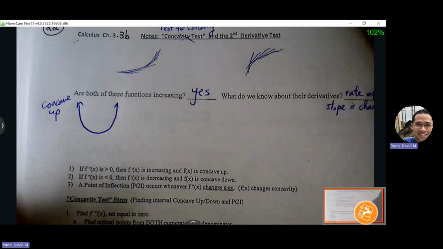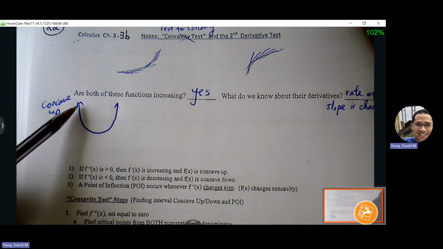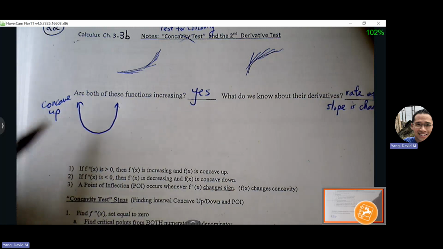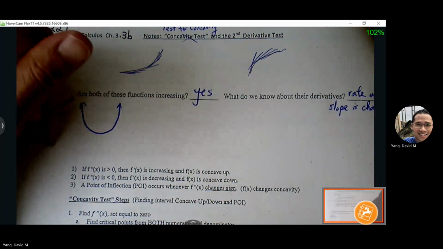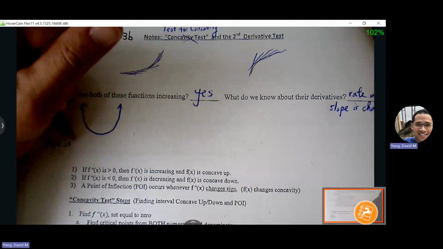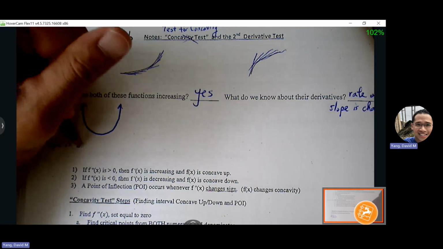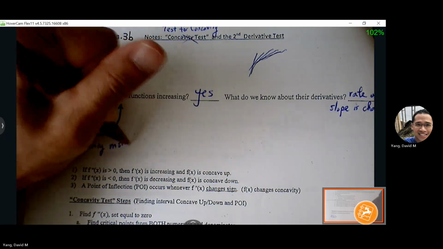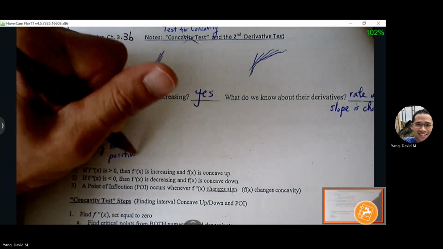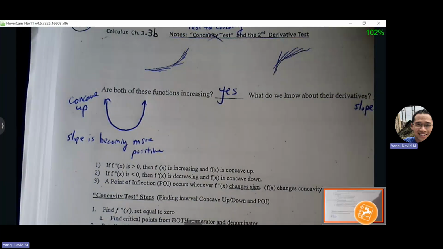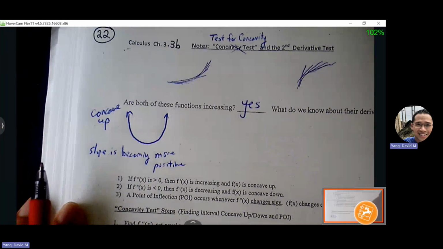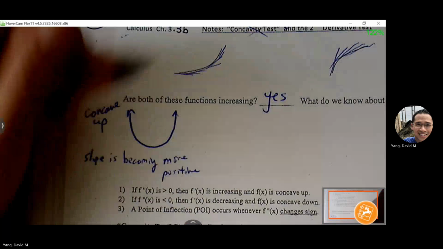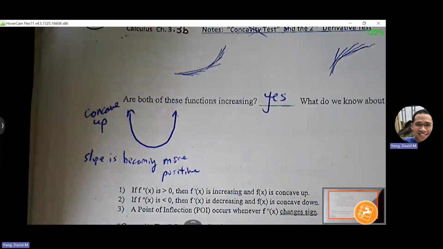And concave up has this shape, but also has a very interesting relationship in terms of the slopes. At every point on the concave up graph, your slope is always becoming more positive, or your slope is always moving in the positive direction. And I just want to demonstrate that to you. We're just going to ballpark these slopes.